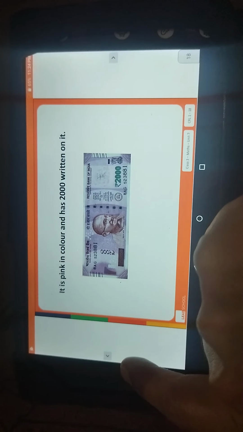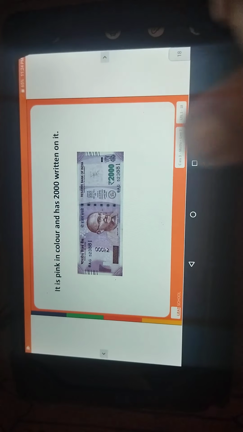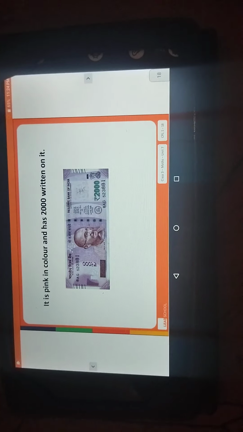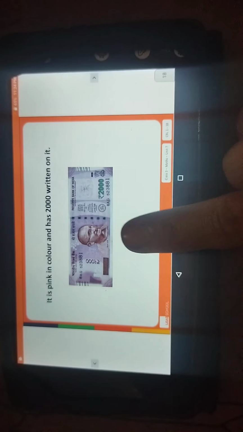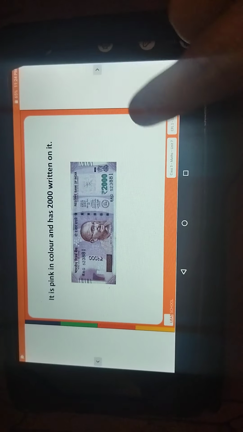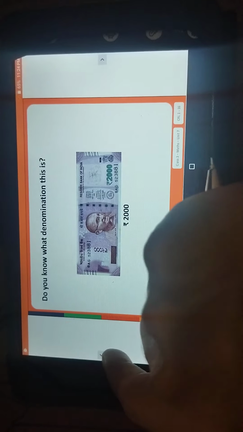Which note is there? 2000 rupees note is there, and it is pink in color. ये जो 2000 rupees की नोट है वो कौन से कलर में? पिंक कलर में है. Got it? Now look at, I'll show you some difference in the notes.